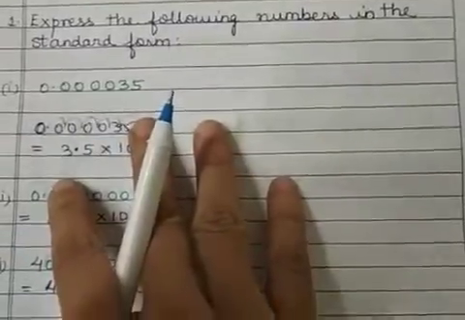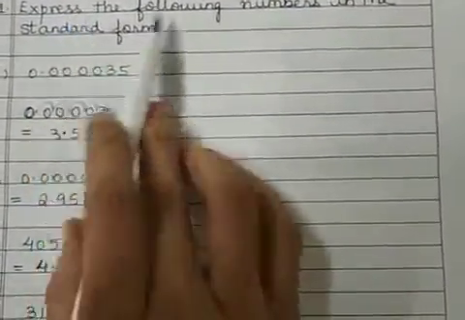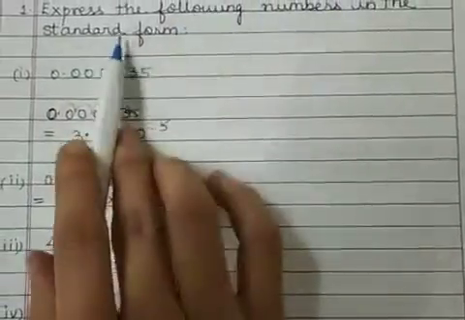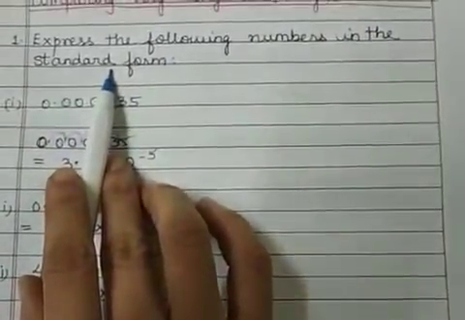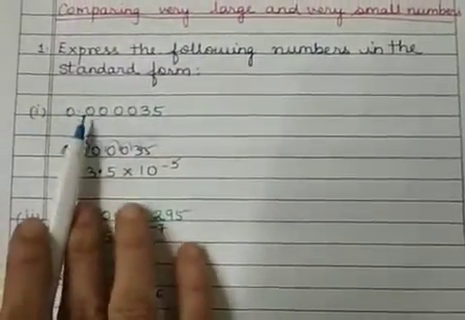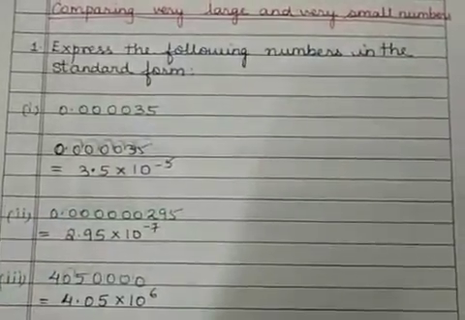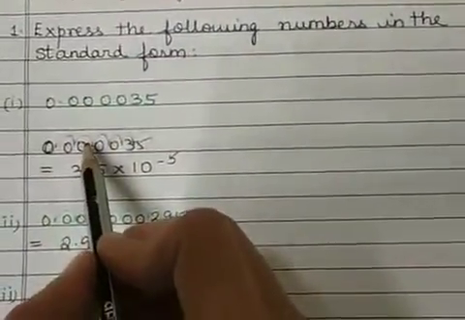Now let us see some different types of examples. Here you have express the following numbers in the standard form. Here you are given the number 0.000035 and you have to express it in the standard form.